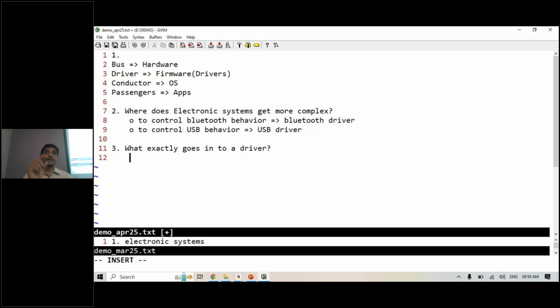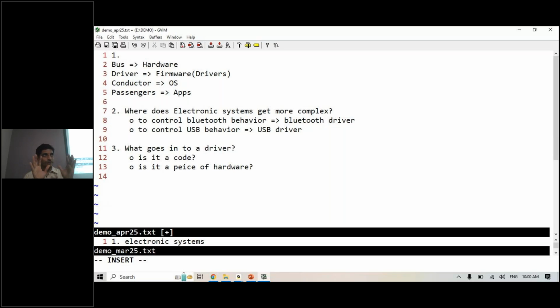First, let's ask a question. Again, I'm not talking about the bus example here. Coming back to electronic systems, what goes into a driver? Is it a code, or is it a piece of hardware? What exactly do you think is a driver? Is it a code, or is it some kind of physical element?